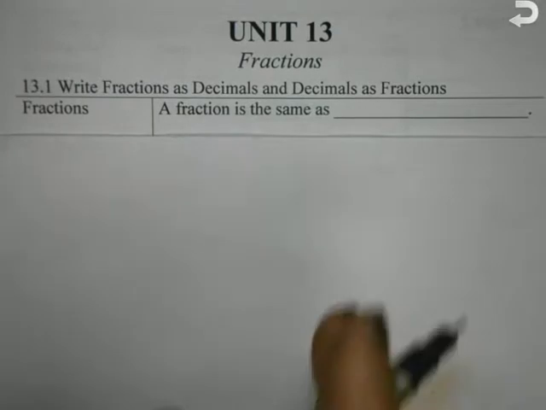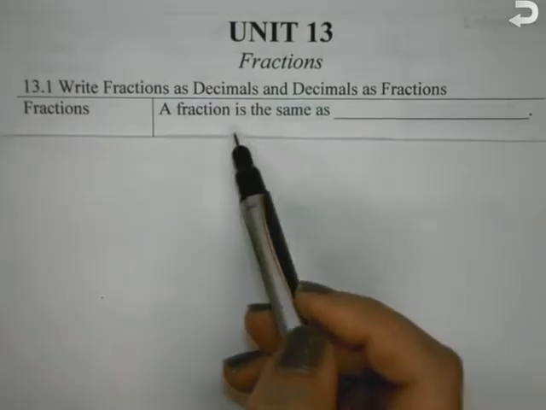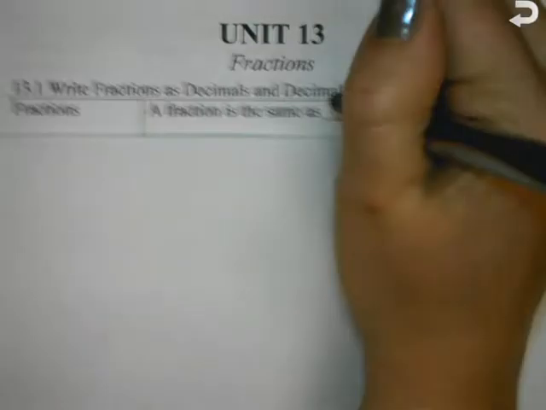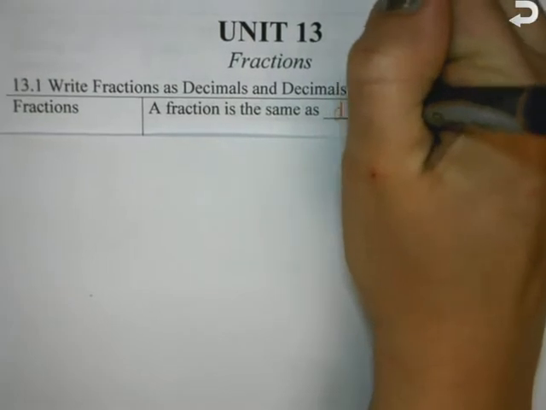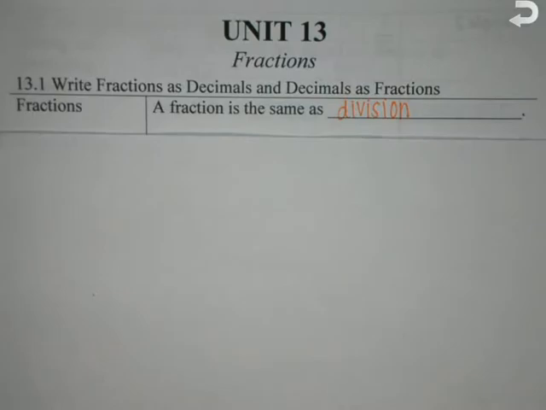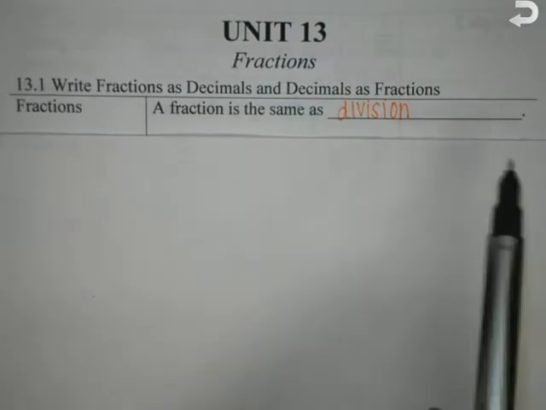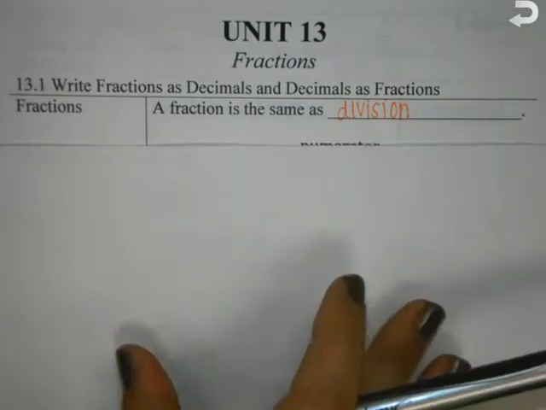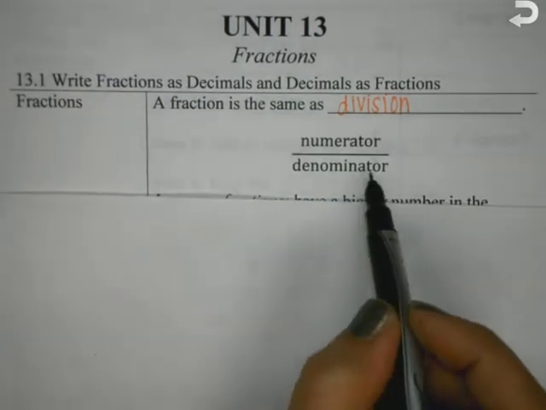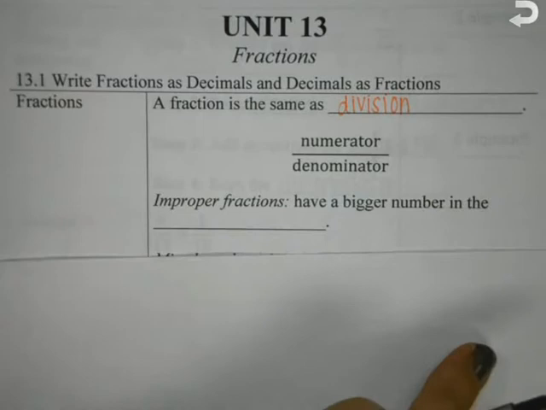So, fractions. A fraction is the same as which operation? Nope. Division. A fraction is division. Okay, so fractions and division are actually the same thing, so we are going to use that. Remember, numerator is on top, denominator is on bottom, so that's just some labeling for you. And then we had two types of fractions.